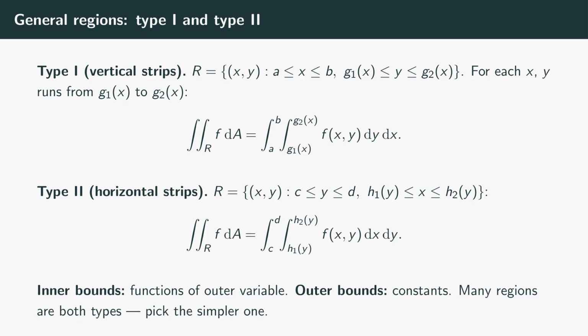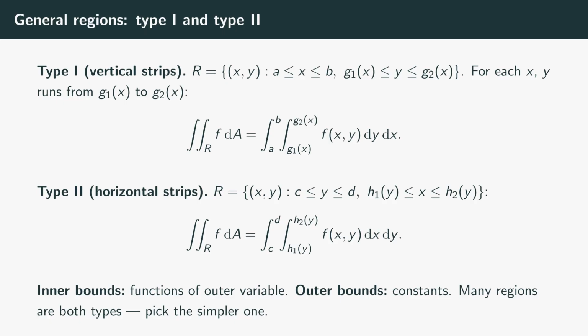Type 2, also called horizontal strips, swaps the roles. For each y in the interval from c to d, x ranges between h sub 1 of y and h sub 2 of y. You integrate x first with limits depending on y, then y between constants. The crucial mnemonic: the inner integral's bounds may be functions of the outer variable, but the outer integral's bounds must be constants. Otherwise, the final answer would depend on some leftover variable.